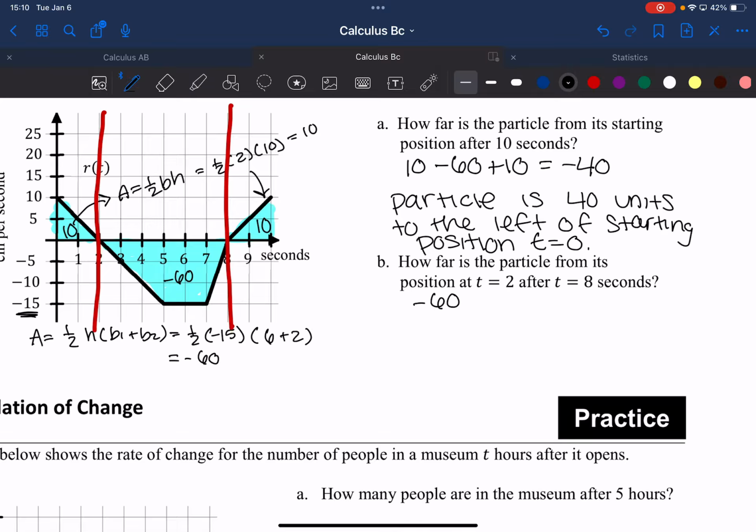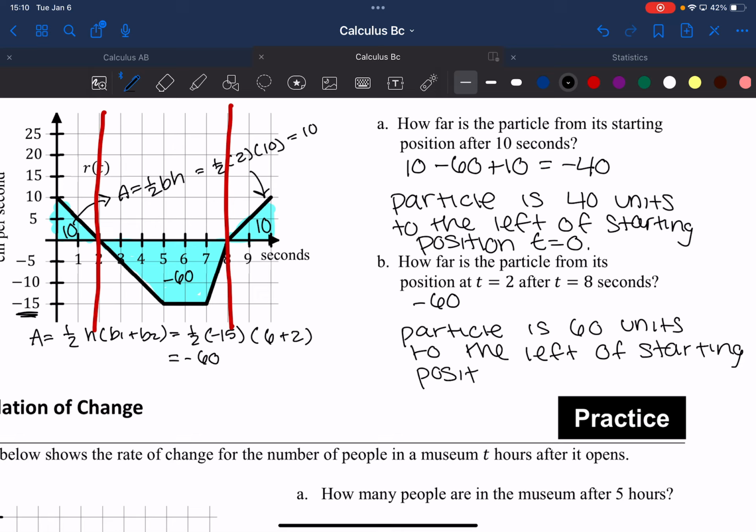I would write my statement, and this would say that the particle is 60 units to the left of starting position t equals 2 to t equals 8, because it was only asking for in between those two values. It wasn't telling us to start at 2 and stop at 10.